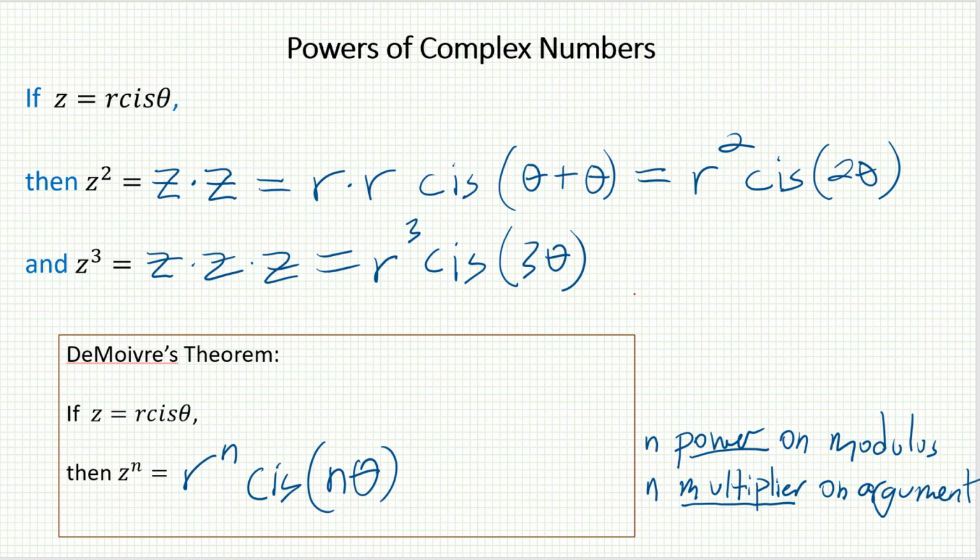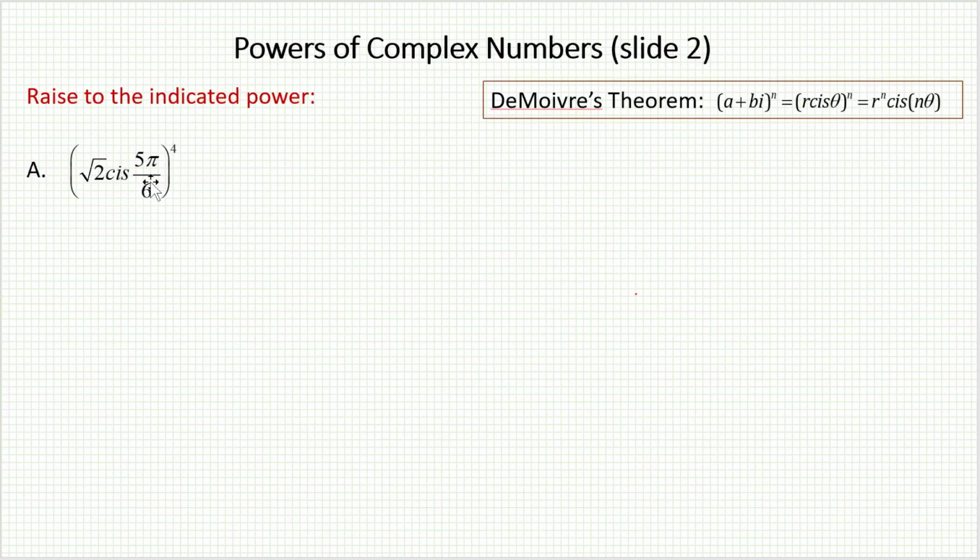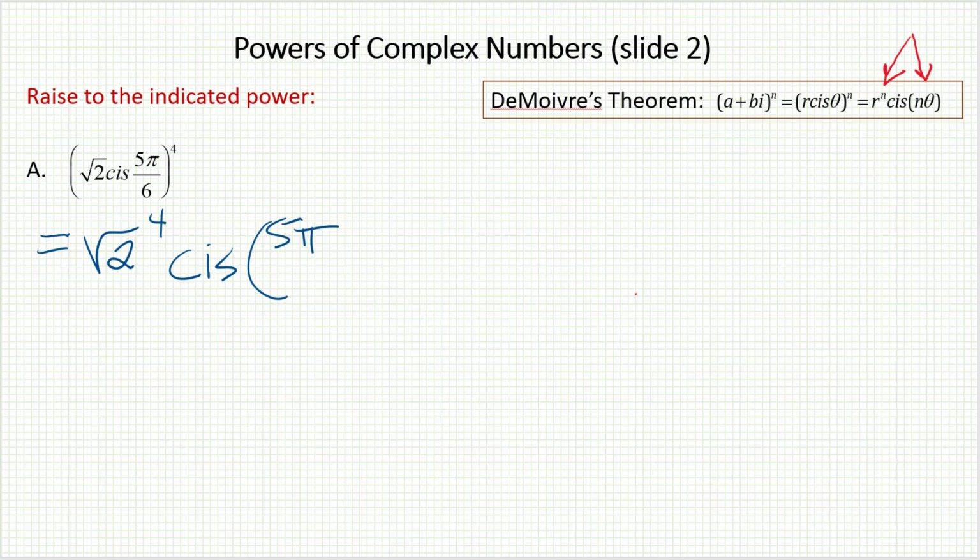Well, let's try an example problem. So I have this complex number in trig form, square root of 2 cis 5 pi over 6, and I would like to raise that to the 4th power. What we've just learned from de Moivre's theorem is that I simply need to take that 4, put it as a power on the r, and put it as a multiplier on the argument. This then will become square root of 2 raised to the 4th power, cis, and then 5 pi over 6 times that number 4. Power on the modulus, multiplier for the argument.